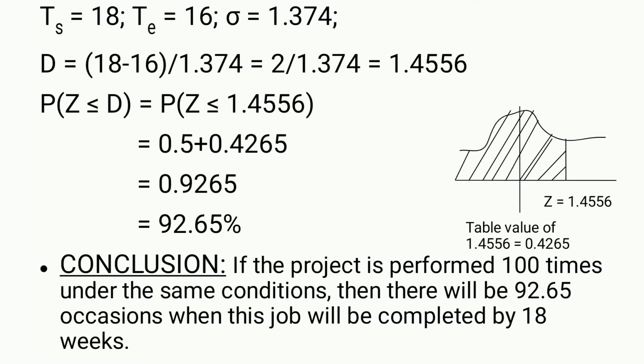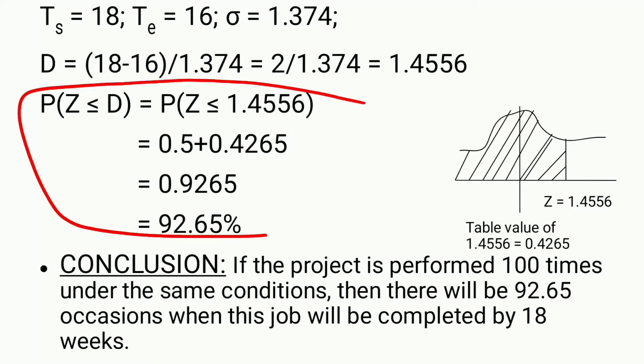Now how to calculate this means, in QT we will have the normal distribution table, right? Through that we will calculate this value. Here in the normal distribution table, the table value of 1.4556 is 0.4256. Here we are adding 0.5. Why? Because it is on the positive side. So we are adding 0.5. By adding that we get 92.65%.